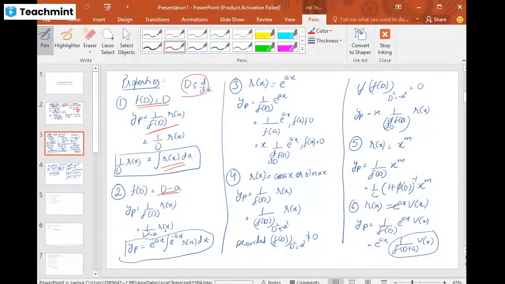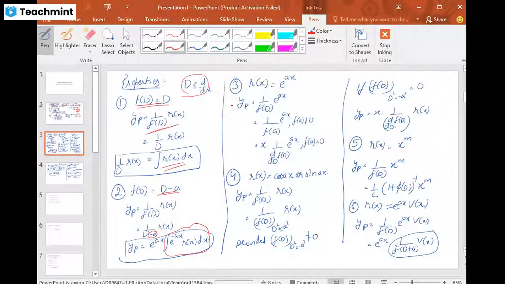Then 1 upon D minus a of R(x) can be calculated as e power ax into the integration of e power minus ax times R(x) dx. That means if we have a negative sign here, then outside the integral we have a positive sign, and inside the integral we have a negative sign. Multiplied with R(x), solve this integral, and then multiply with e power ax.